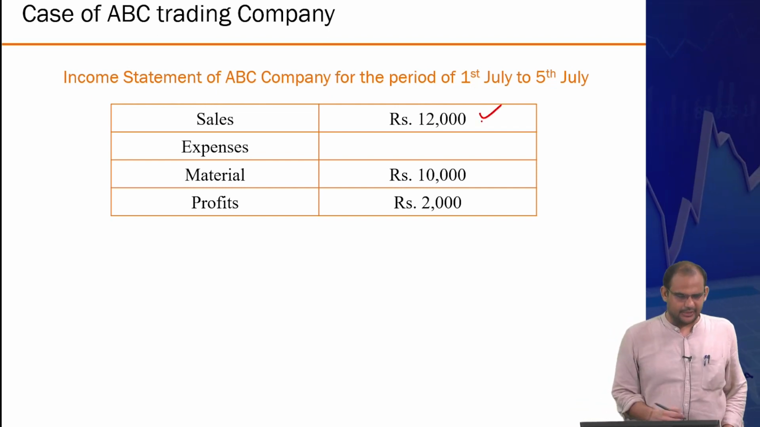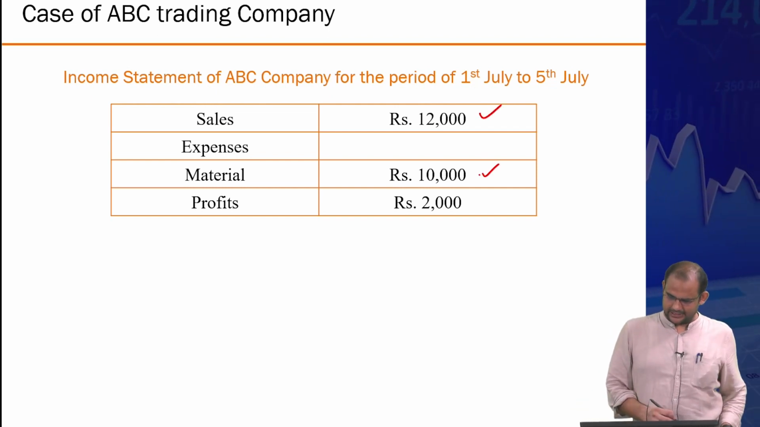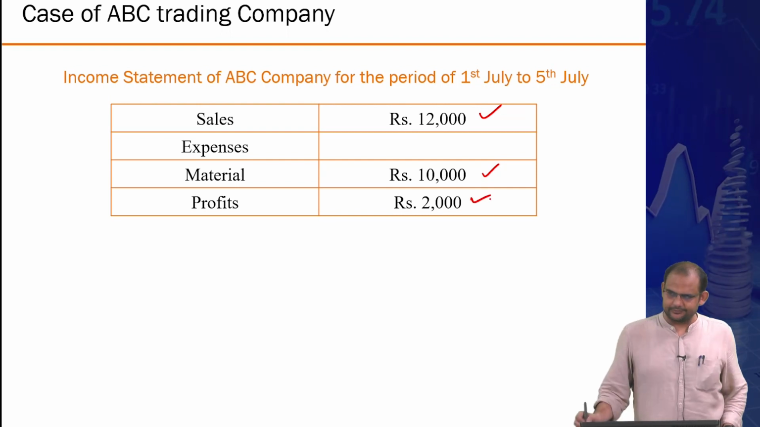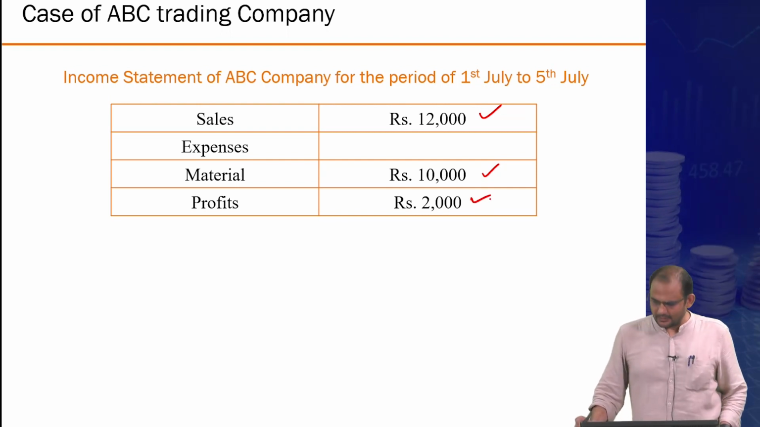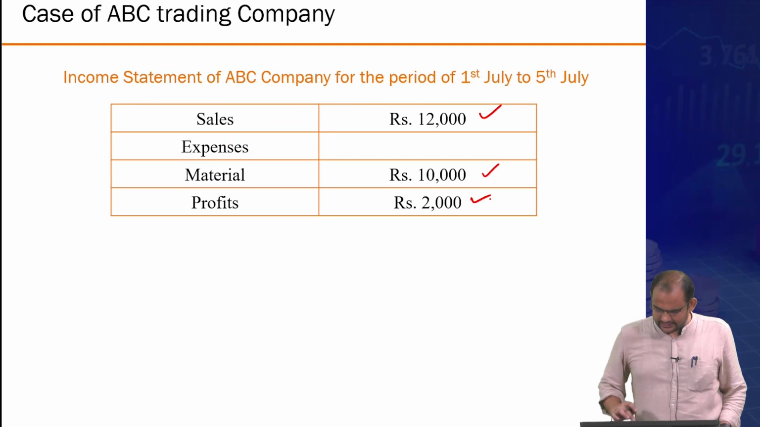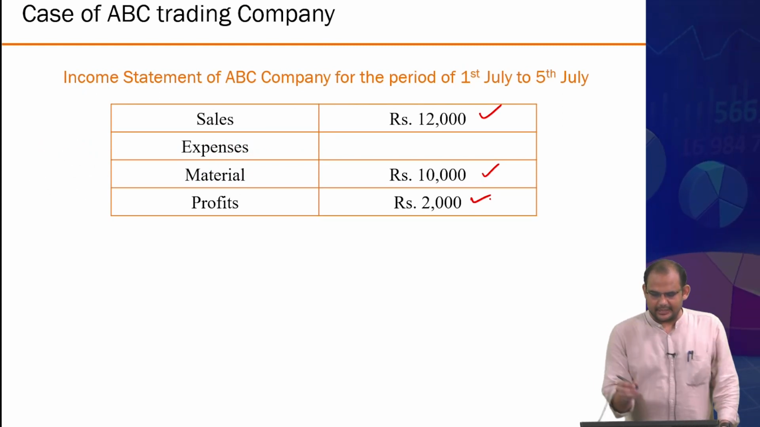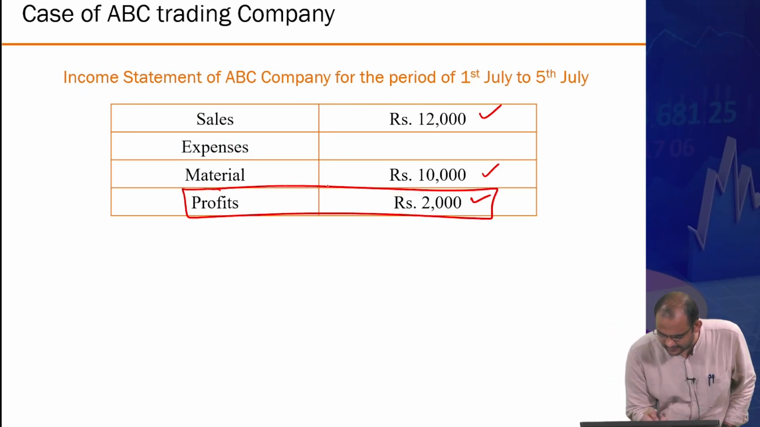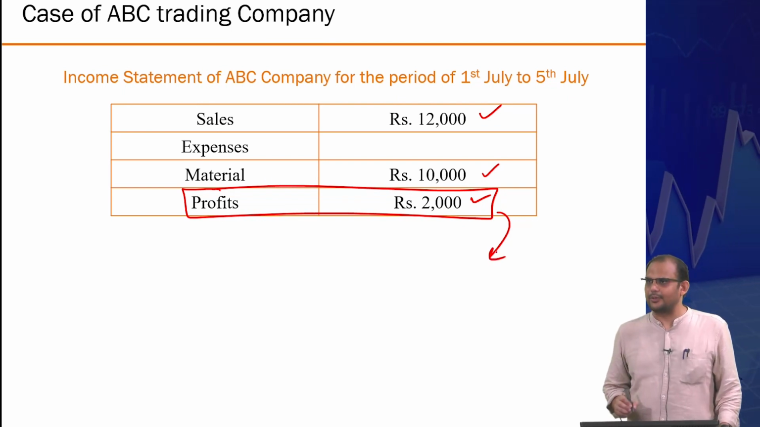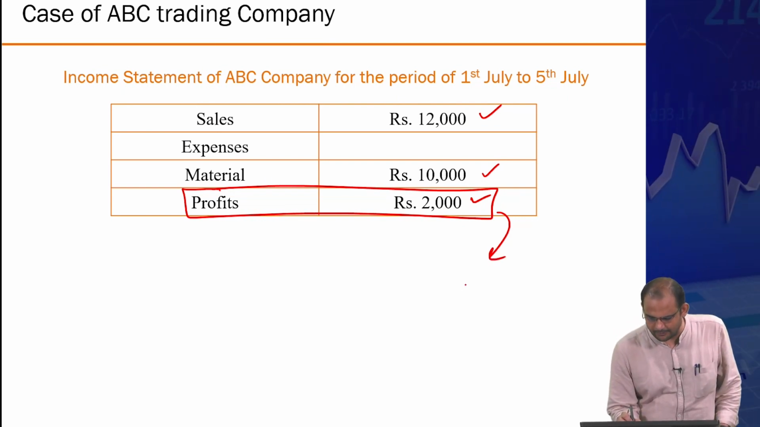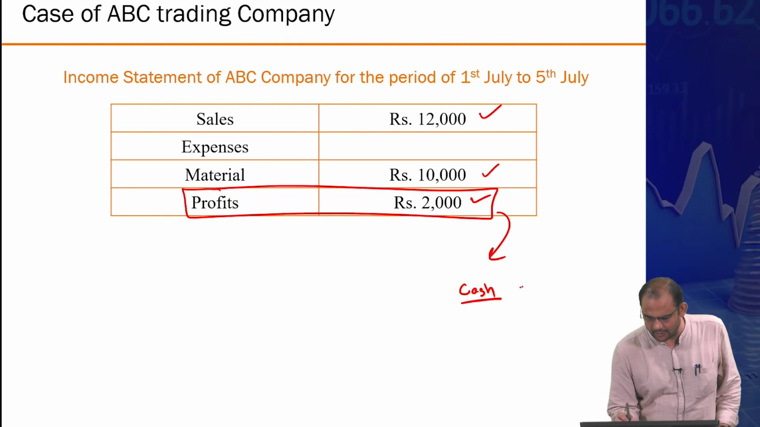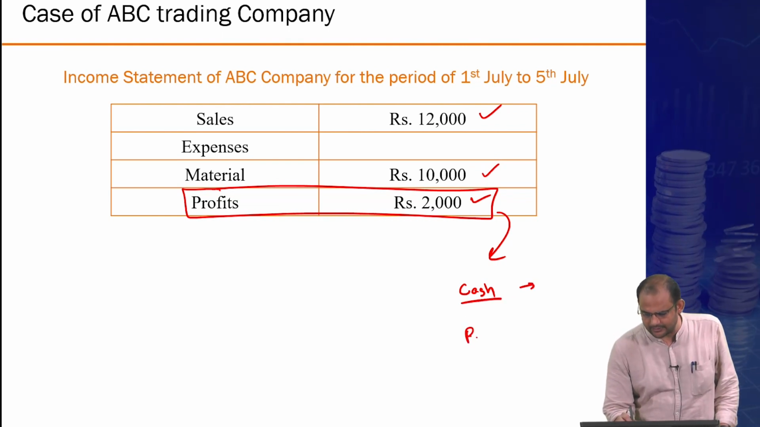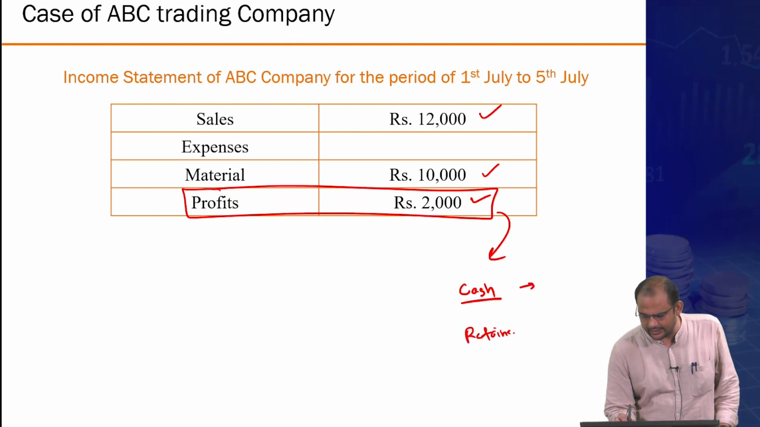Total sales was 12,000. Your expenses, materials, were 10,000. Your profit was 2,000 rupees. Right? So this is your profit and loss statement. The net profit then goes to your balance sheet in terms of your augmented cash account and in terms of your augmented retained earnings account.